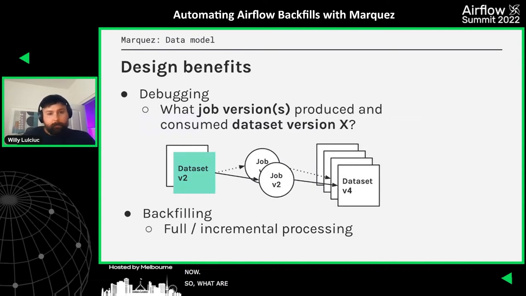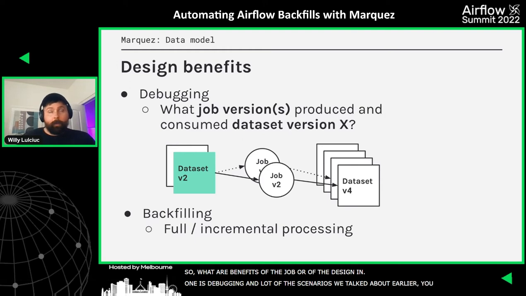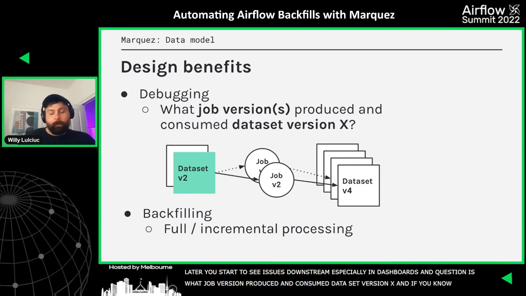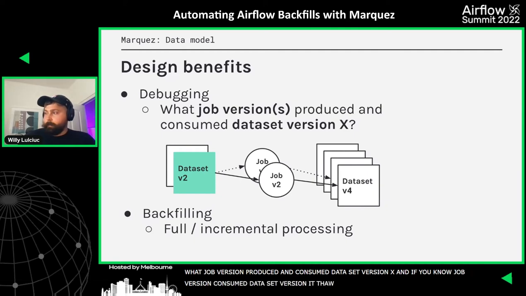So what are the benefits of the design? One is debugging. A lot of the scenarios that we talked about earlier, the case where you produce a new version of the code, you deploy it, and a week later, you start seeing issues downstream, especially dashboards. So the question is, what job version produced and consumed dataset version X? That's really important. If you know that a job version consumed a dataset version that you produced that is now corrupt in some way, or you want to backfill, how do you know which jobs to backfill, but also which teams to reach out to, to let them know that after version X, you have to start either deleting the data itself or updating it partially? So yeah, it's a really helpful debugging model.